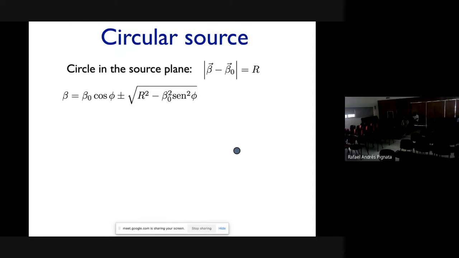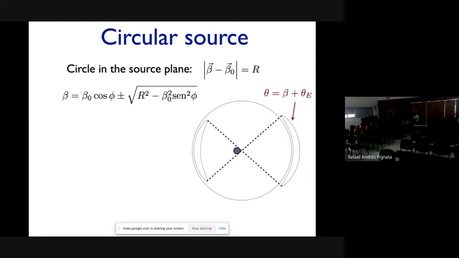So now we will apply the solutions that we know from lensing. One solution is theta equals beta plus theta Einstein. So you take beta, the expression on the left, and you just add theta Einstein. For the other solution, you take theta Einstein and subtract beta, with this expression above. And when you vary phi within the range that it's allowed to vary to draw the circle in the source plane, it will draw these images in the lens plane, these arcs.